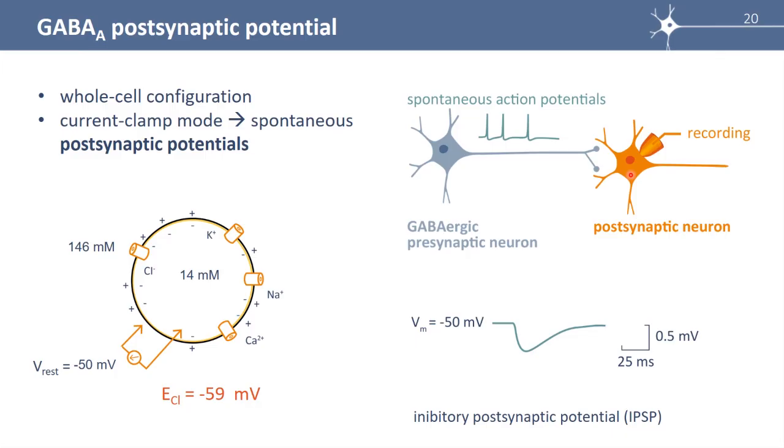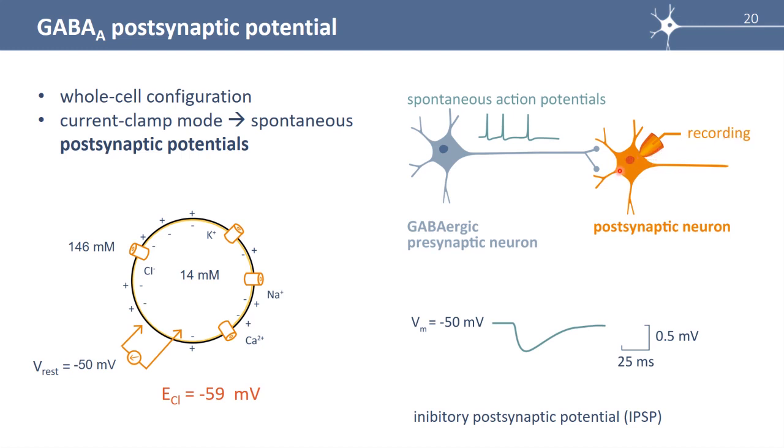How does a chloride current change the membrane potential? We address this question, of course, in physiological conditions. It means that we have a physiological concentration of chloride ions inside the pipette, so that we have a physiological concentration of chloride ions inside the neuron here, the postsynaptic neuron. And we record the changes of membrane potential, so we are in current clamp mode.